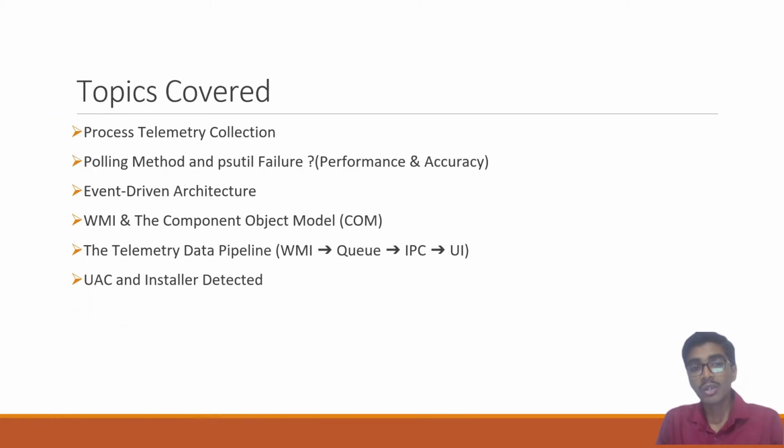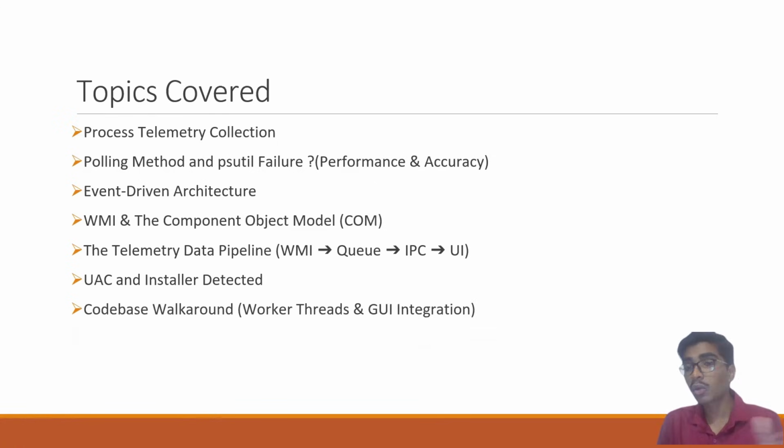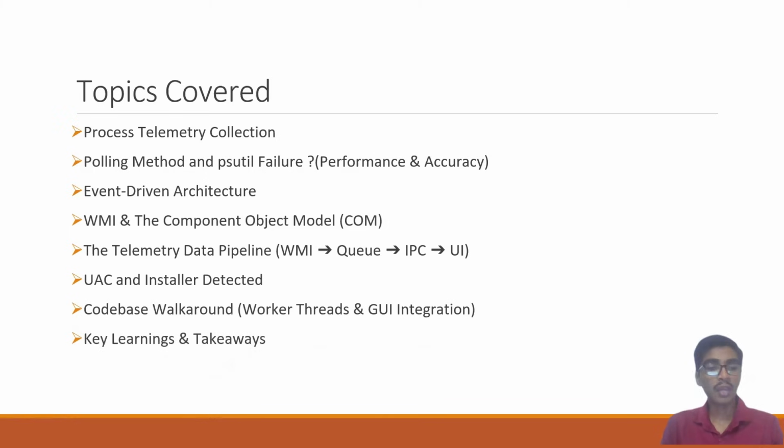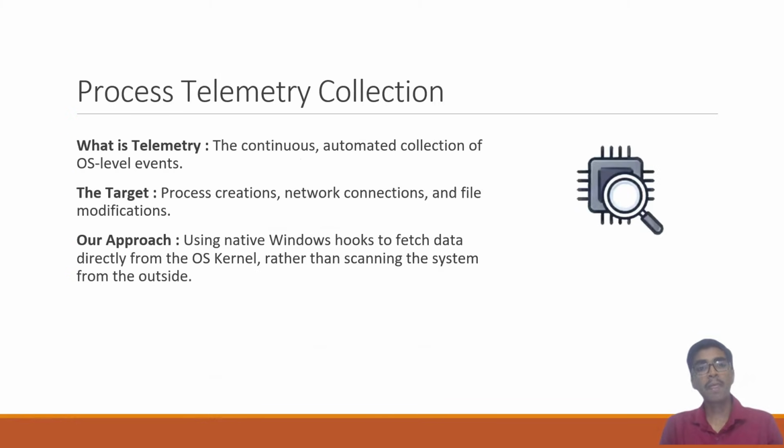At last, about the UAC and installation detection. We will see how we can detect the User Account Control window, privilege escalation, as well as any installer or app trying to install onto our PC. We will see how it detects all this, and a code base walkaround, like where we have actually coded all this. We will see the most important coding lines of our project. Then at last, we are going to have key learnings and key takeaways.